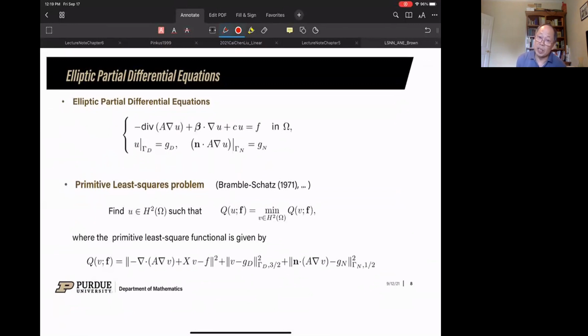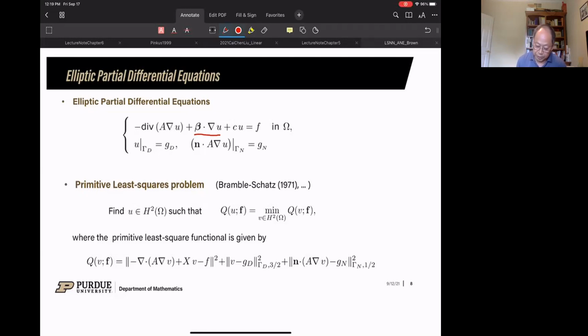Okay, so this is the general second order elliptic partial differential equation. Because there is a convection term, this problem is non-symmetric. There's no minimization principle for it. The first least square formulation is due to Bramble and Schatz. This is work from the pre-finite element era. Before that, people basically used finite difference to discretize the PDE. Then when the boundary is a curve, how to impose the Dirichlet boundary condition is very difficult. So that's the reason they introduced these least square formulations.